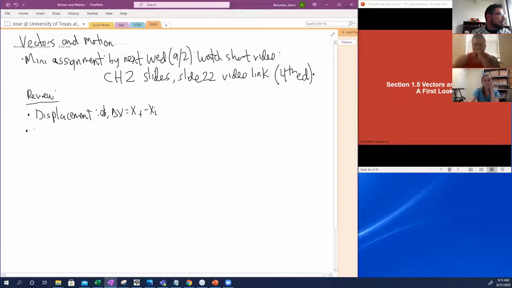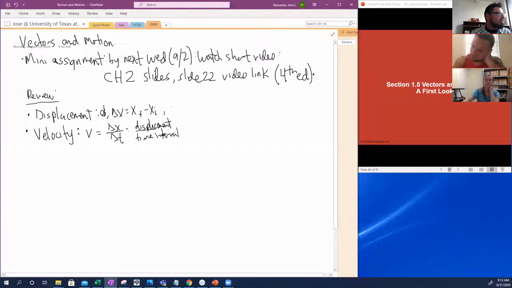Other important quantities that we will be using today is velocity. In this case, the velocity, V, is equal to your displacement, which is your change in position, over a time interval. So we'll be using that today: displacement over time interval.